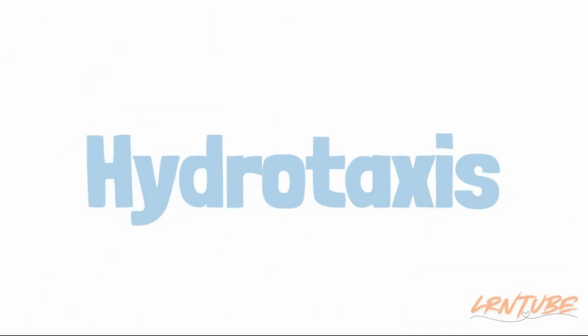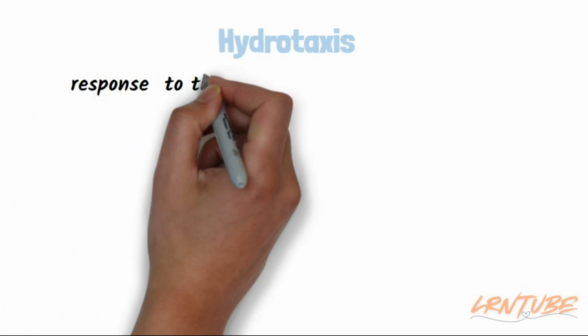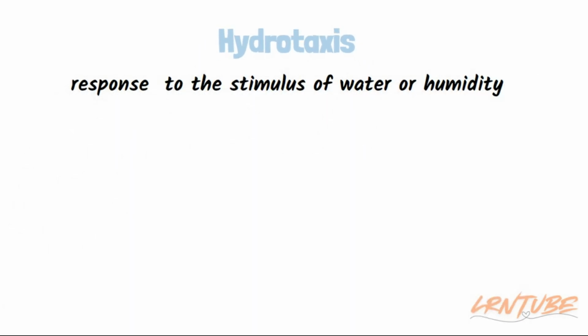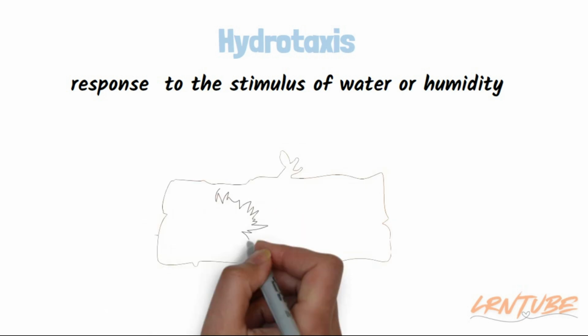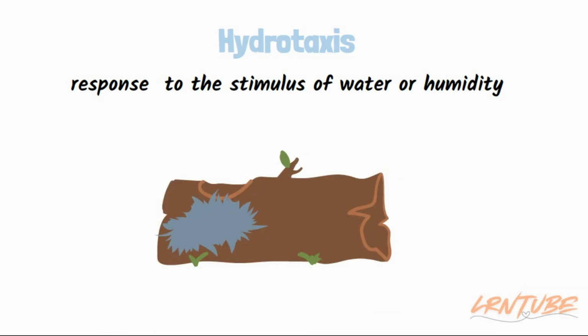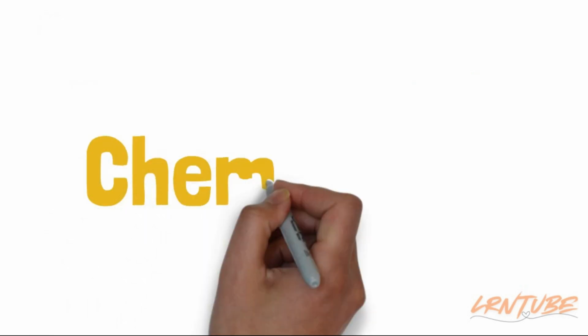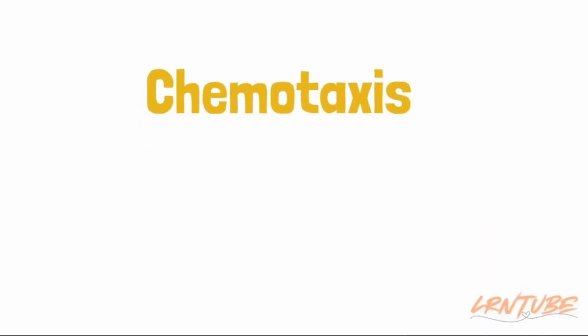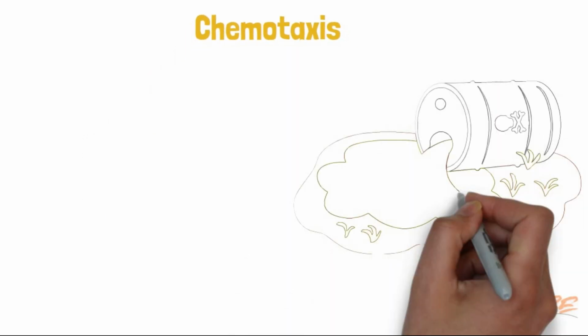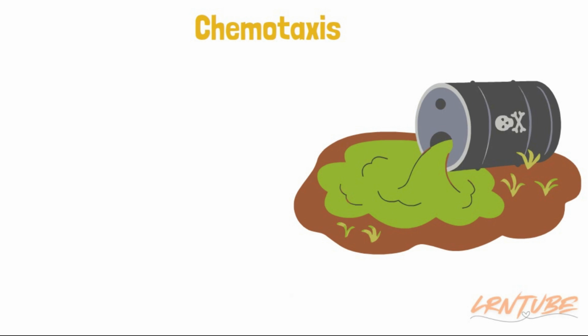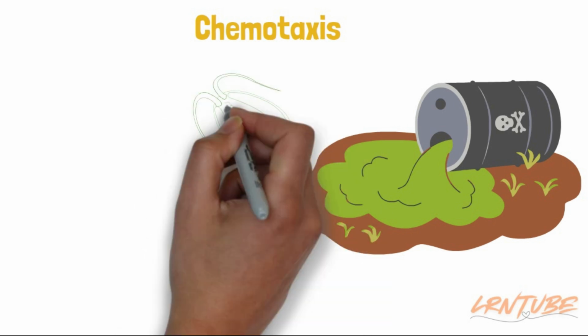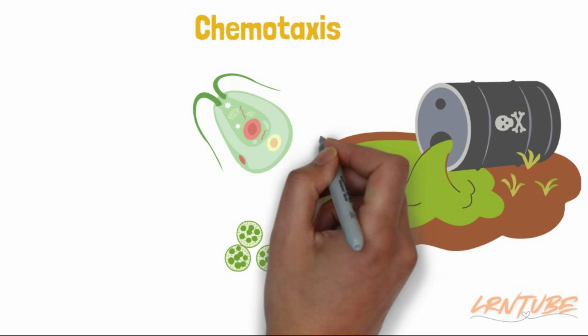Next, hydrotaxis. This is the response of a whole organism to the stimulus of water or humidity. For example, a woodlouse moves towards areas of high humidity. Chemotaxis. This is the movement of an organism in response to a chemical stimulus. For example, amoeba, volvox, and chlamydomonas move away from chemicals.